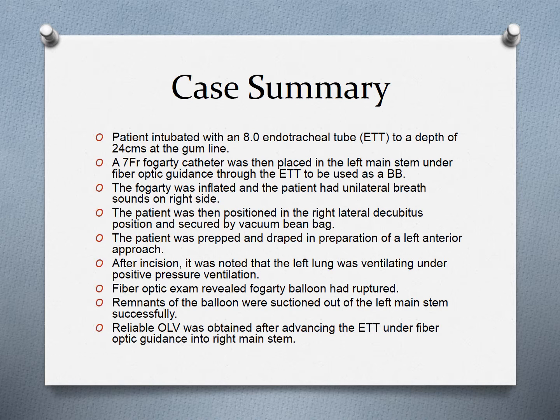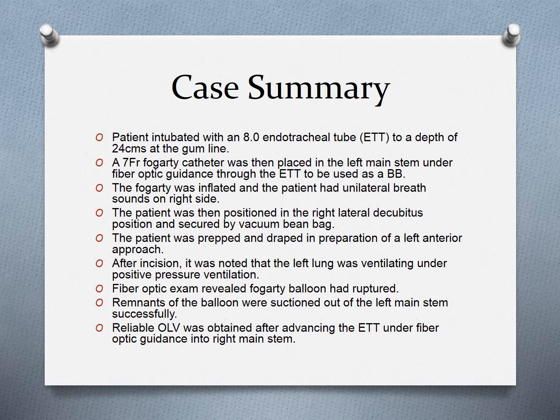After this, a 7 French Fogarty catheter was placed in the left main stem under fiber optic guidance through an endotracheal tube. This Fogarty catheter was hoped to be used as a bronchial blocker. The Fogarty was inflated and the patient had unilateral breath sounds on the right side. It appeared to be a successful intervention for one lung ventilation.